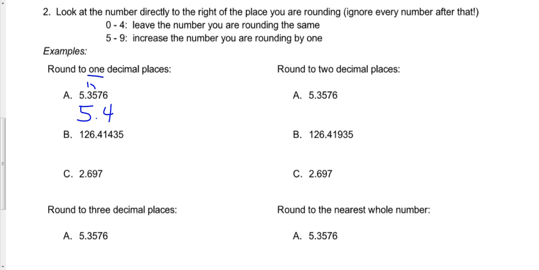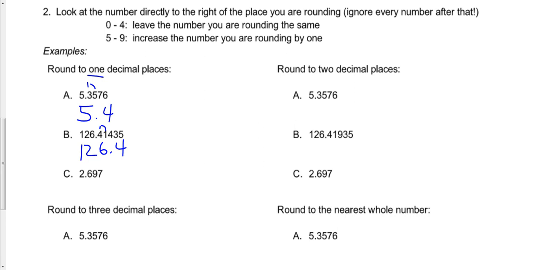Okay. If I look at example B here, then I've got 126.41435. So again, I'm rounding to 1 decimal place, so I'm rounding to this 4. The number immediately to the right of the 4 happens to be a 1. So that means that because it's between 0 and 4, so 1 is between 0 and 4, I leave the number I'm rounding the same. So that's just going to stay as 126.4. For question C here, it says, again, rounding to 1 decimal place.